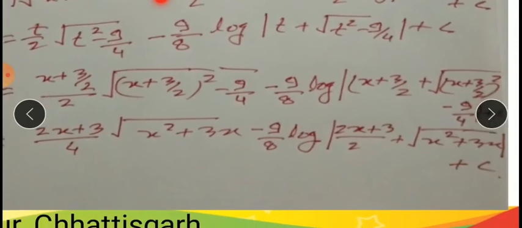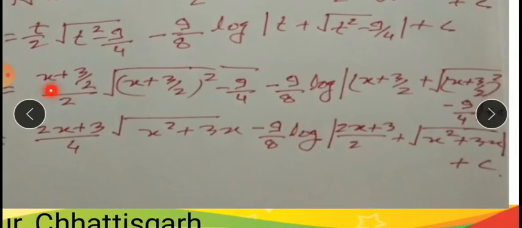Now substitute the value of t. What is t? T is x plus 3 by 2. Substituting the value of t here, after calculation we get 2x plus 3 upon 4 root of x square plus 3x, minus 9 upon 8 log mod of 2x plus 3 upon 2 plus root of x square plus 3x, plus constant of integration.